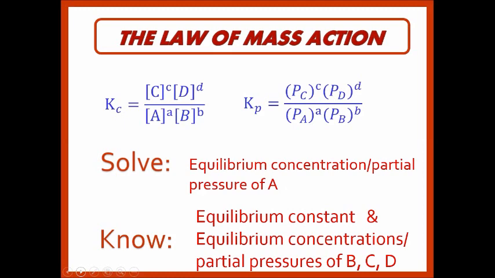But conversely, if a chemist wants to know the equilibrium concentration of a certain reaction component, they can solve for this information if the value of the equilibrium constant is known in addition to the equilibrium concentrations of the other reaction components. So let's try an example problem for each scenario.